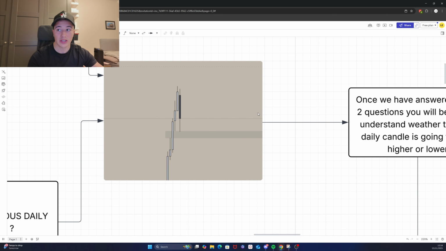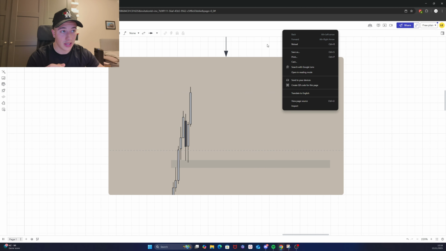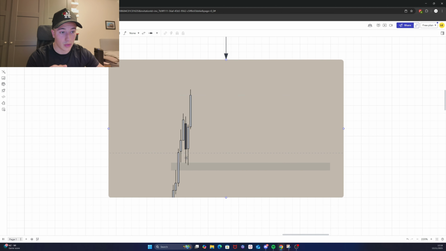So based on that analysis, understanding that we've tapped into a daily fair value gap and we are respecting it, do you think price will print higher or lower? Well, if you answered higher, you were absolutely right. As we can see, we ended up having a previous daily low sweep into the daily fair value gap, and we ended up going higher all the way to these highs, as predicted.